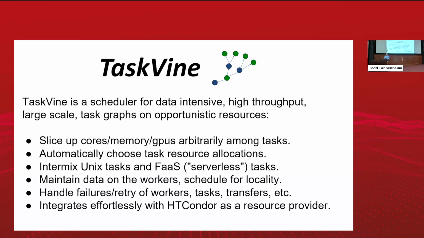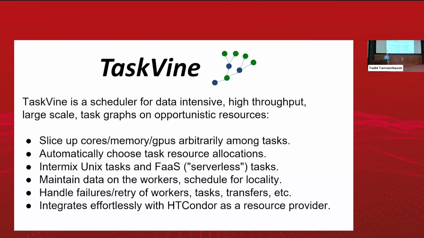Often you don't know the appropriate resources. So if you just say, here's a task, figure it out for me, it will take a bunch of related tasks and determine, you're supposed to be using a GPU and this thing needs 2 cores and 4 gigabytes of memory, and right-size them for you. You can intermix Unix executables and functions as a service computing. It handles data management and replication, failures, and all that sort of stuff.